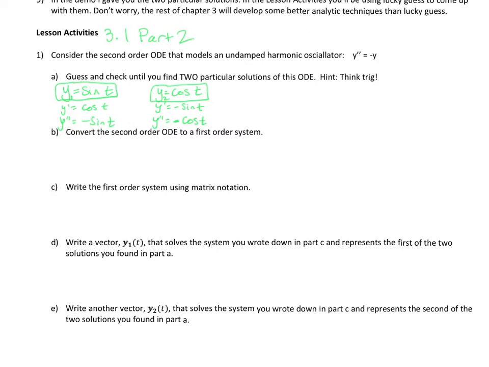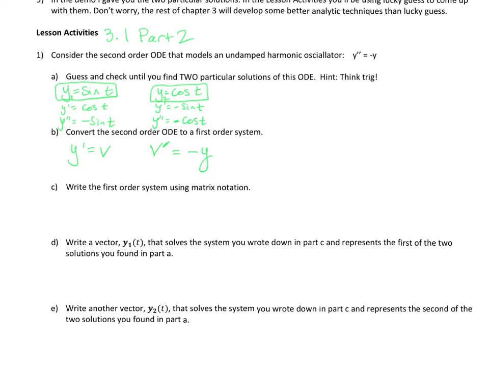Okay, convert the second order ODE to a first order system. So we always start this by letting y prime equal v, because we always think of this as y is position, y prime is velocity, y double prime is acceleration. So if y prime equals v, then y double prime equals negative y. Instead of y double prime, we're going to call that v prime, so that we have a first order system where we only have first derivatives.